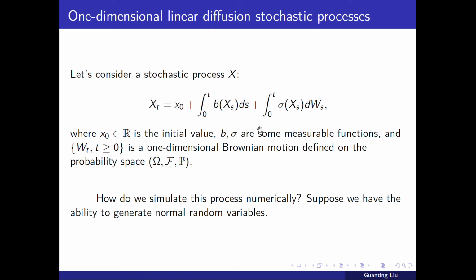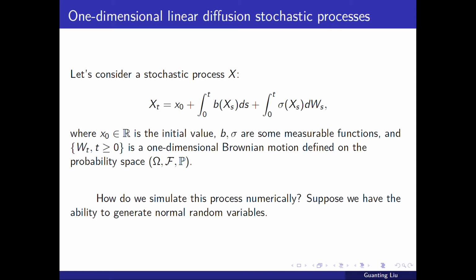So first of all, let's consider a very general integral expression, a stochastic differential equation expression, for the stochastic process X. I use function b for the drift and function sigma for the diffusion. I only assume they are just some measurable functions here. And W is the one-dimensional Brownian motion, the only underlying driving force in this stochastic process.